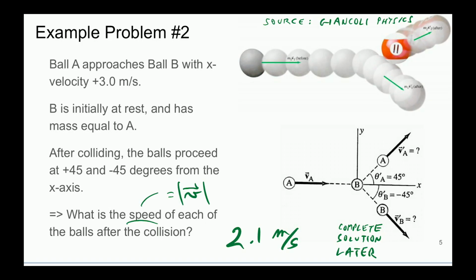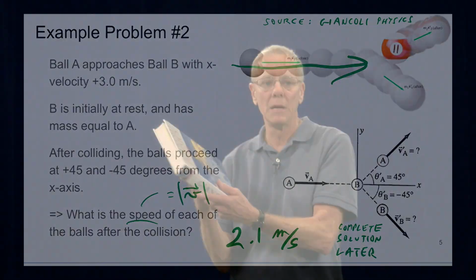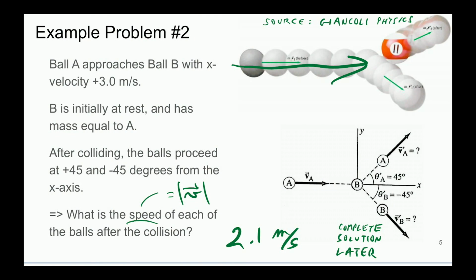An example might be a ball that hits another ball labeled number 11. I got this problem from my favorite textbook. I am not paid to promote this book, but I really like it. This is John Cutnell, Physics, 6th edition. So this problem comes right out of there. There is a complete solution in the textbook.